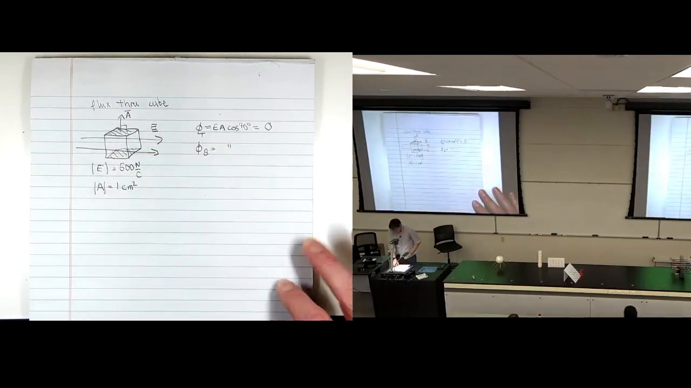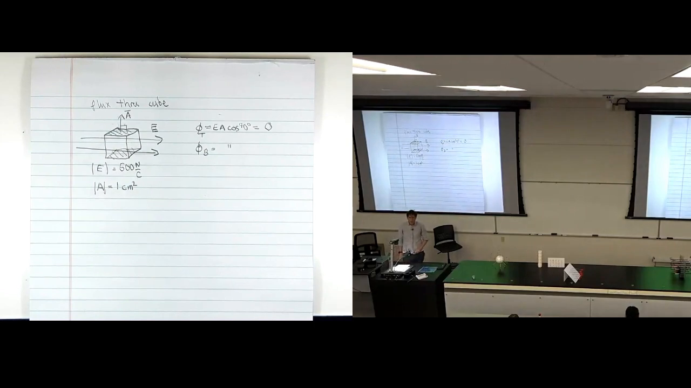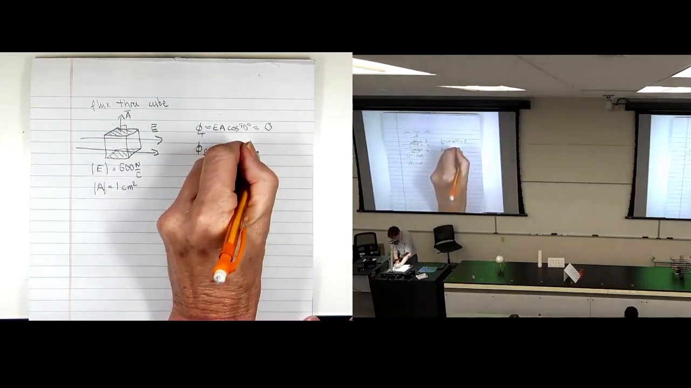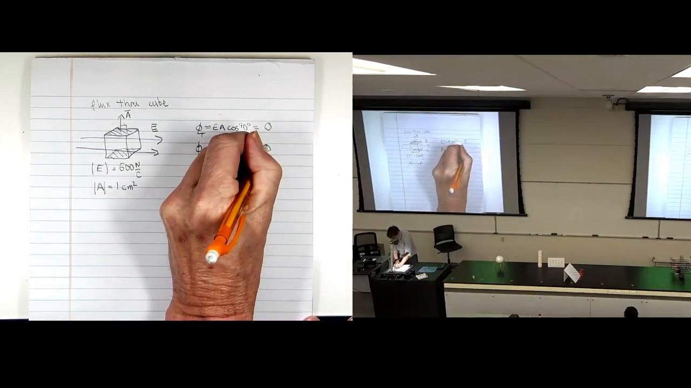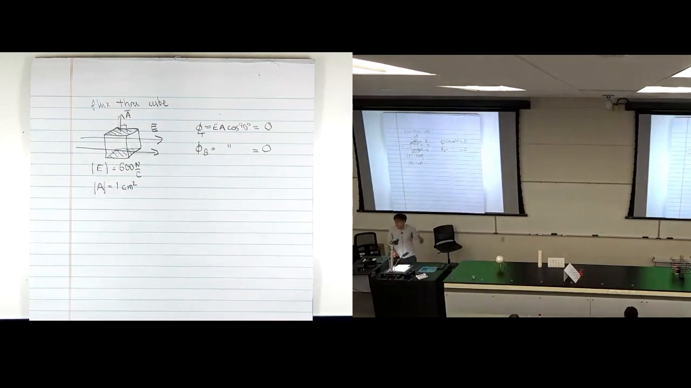I could write EA cosine 90 degrees again. It's the same size E, it's the same size A. It's also 90 degrees to the surface, to the electrical field, so the angle is also 90 degrees. Everything's the same. The answer is the same. There's no flux through the bottom surface. Again, you can see no field lines passing through that surface. So there's going to be no flux through that surface.